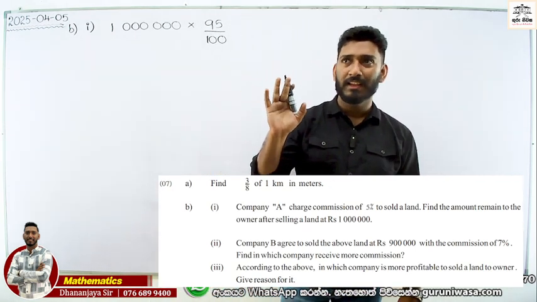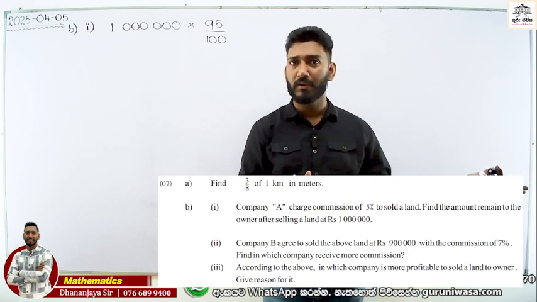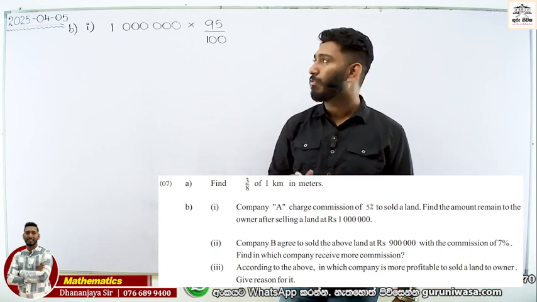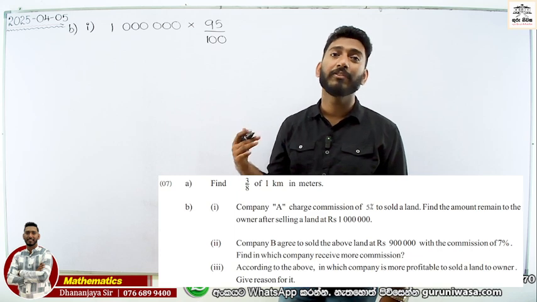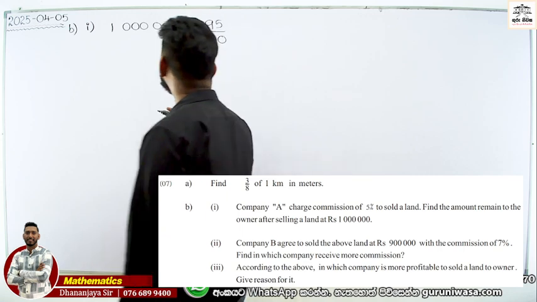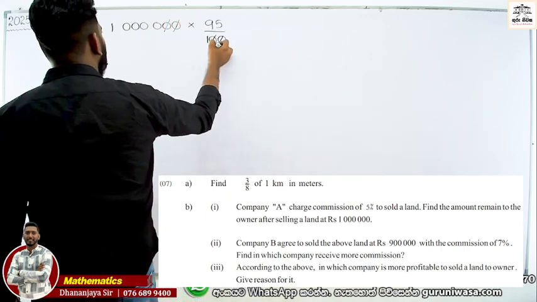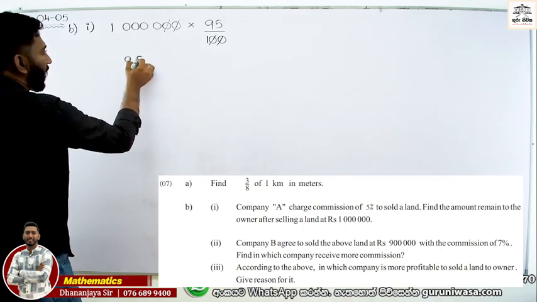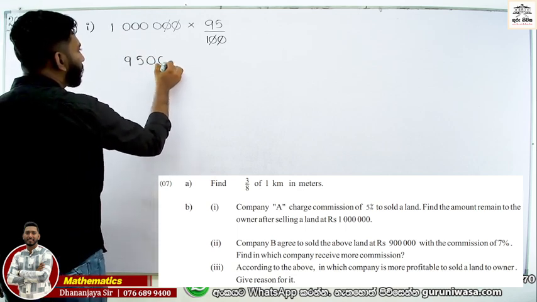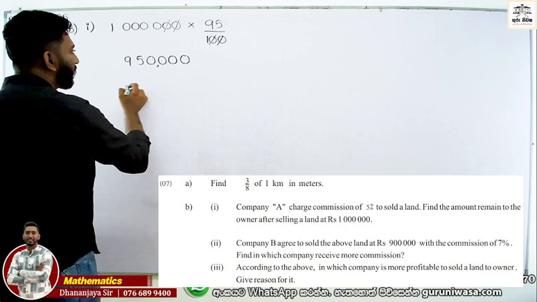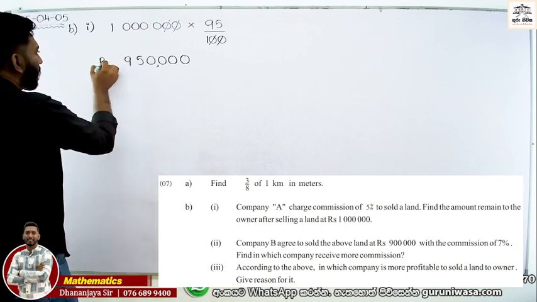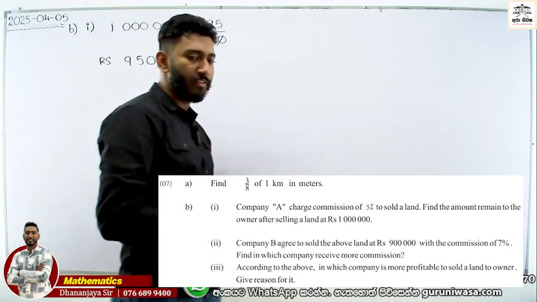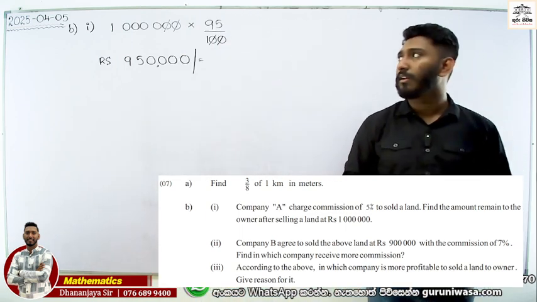Do we understand this? Who should the commission be given to? It should be given to the broker, right? Broker, very good, Kelly. Therefore we have to multiply by 95%, right? 95 over 100. Now the zeros we can simplify, and 95 times 10,000 becomes 950,000 rupees. 950,000 rupees to the landowner.